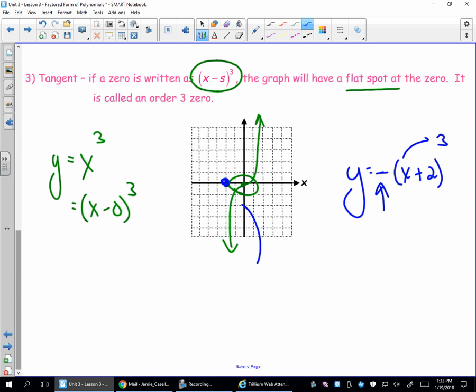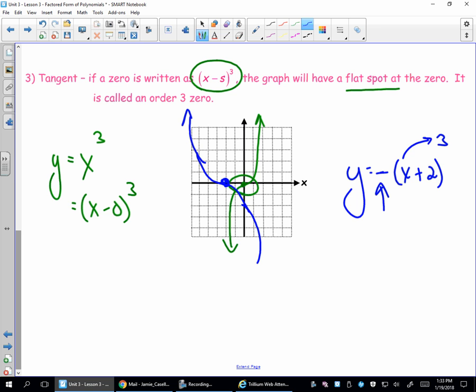It's a power of 3, which is an odd number, which makes it go up to the left. So what's going to happen here? I'm going to come down, get flat, and continue on. Okay, that's called a tangent zero. So 3 different types of zeros we can have.